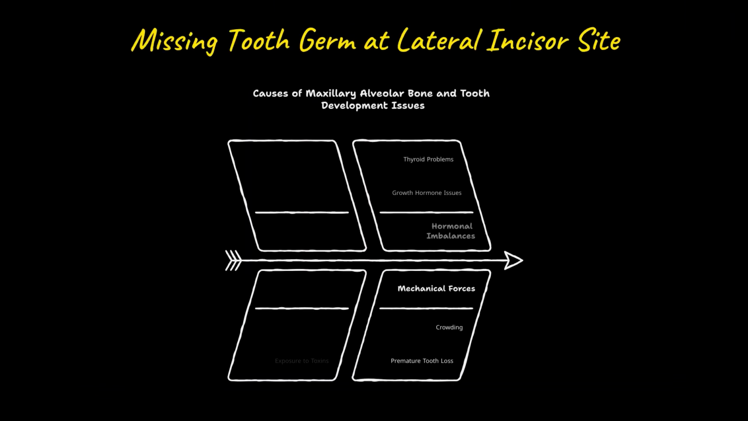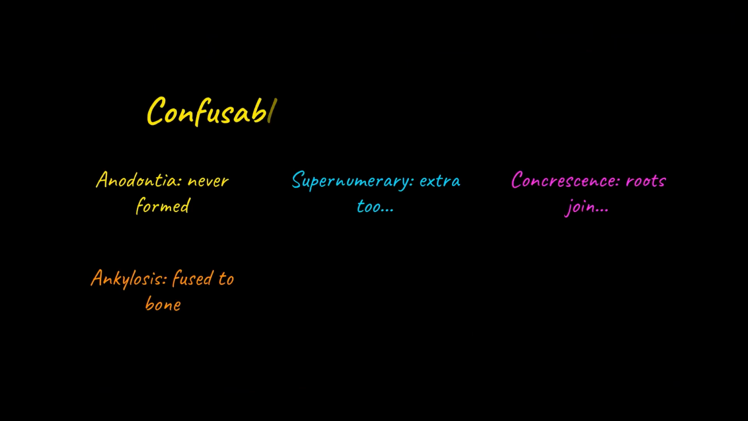On imaging, the site of a congenitally absent tooth shows no erupted tooth and no unerupted bud waiting in the bone. This is what separates true anodontia from an impaction, where a formed tooth exists but simply hasn't emerged.